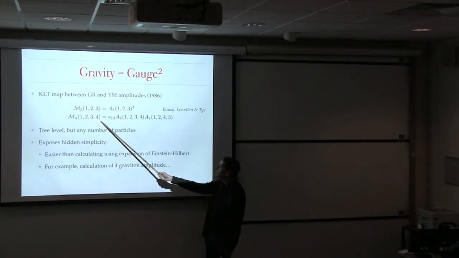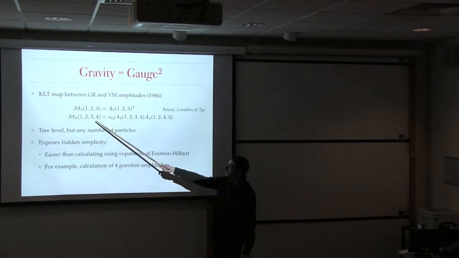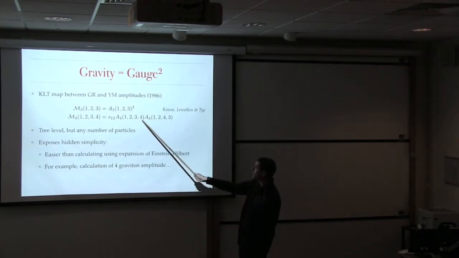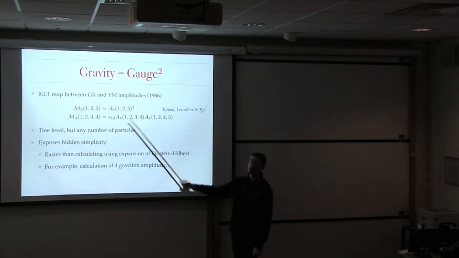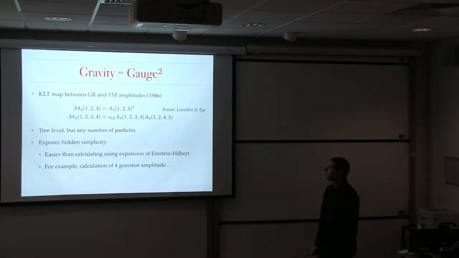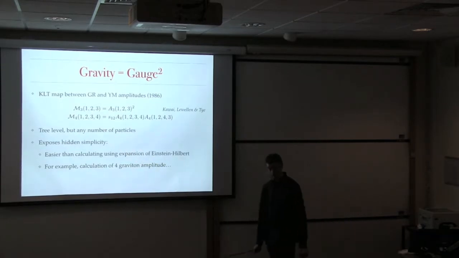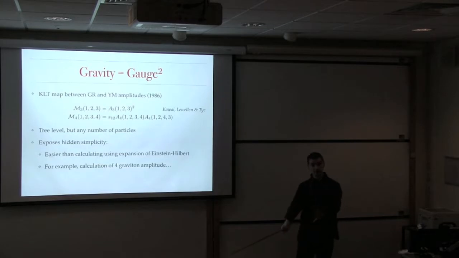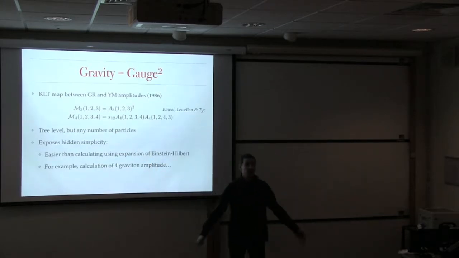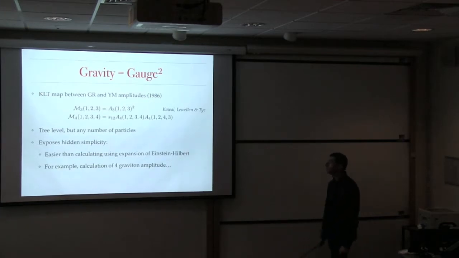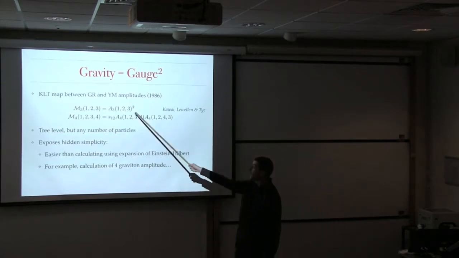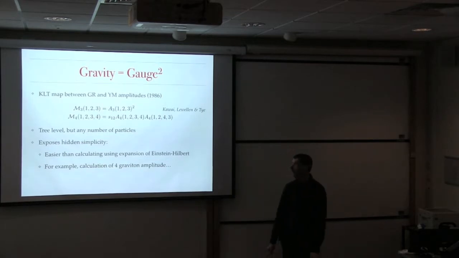At the level of the four-point amplitude, things are a little bit more complicated. The four-point gravity amplitude is a product of two Yang-Mills scattering amplitudes where the ordering of the particles is slightly different, and in addition there's a factor of s_ij. But more generally, the n-point gravitational scattering amplitude is a sum of terms which are a product of two gauge theory scattering amplitudes where the particles are permuted in these different terms, times some factors of s_ij, which can get complicated. But there's an explicit formula. There are a couple of things to notice about this. First of all, these are tree-level relationships, but they hold for an arbitrary number of particles. So there's quite a lot of content to these relationships.